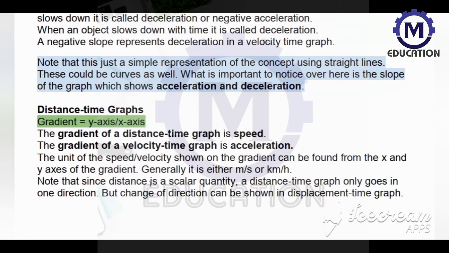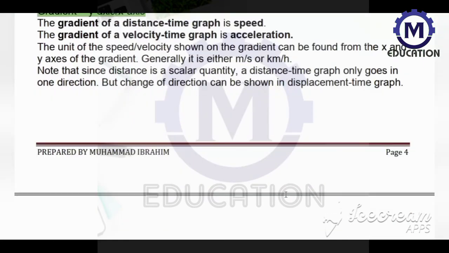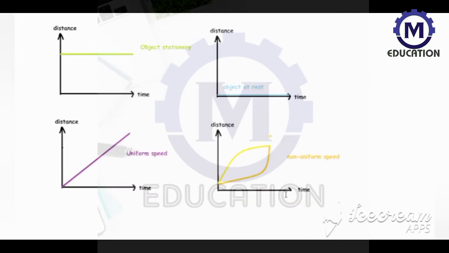Note that since distance is a scalar quantity, the distance time graph only goes in one direction, but the change of direction can be shown in the distance time graph. Here are some examples of distance time graph. If the object is stationary, there are two possibilities of graph. The object is stopped at some distance, time is going on but distance is not changing. Another example is if the object is at the initial point, time moves forward but the distance is not changing.